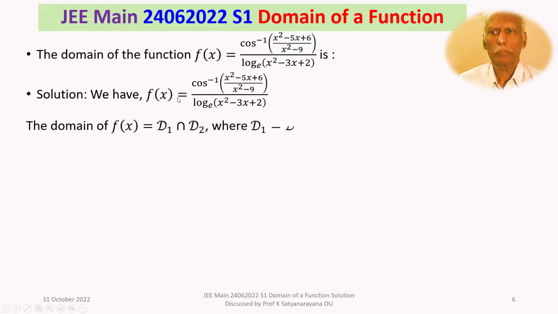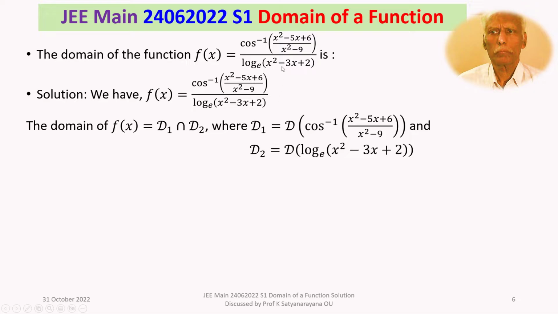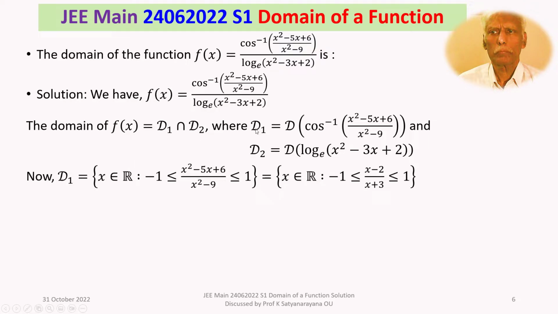The domain of f of x is equal to domain d1 intersection domain d2, where d1 is the domain of the numerator, cos inverse of (x square minus 5x plus 6) by (x square minus 9), and d2 is the domain of the denominator, that is logarithm to the base e of x square minus 3x plus 2. Now we first find what is d1.